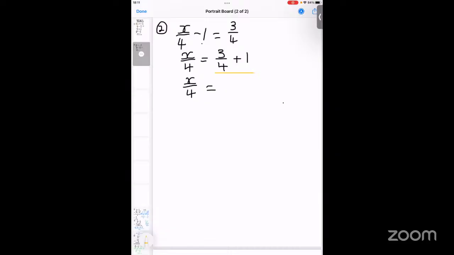Sir, I got 7/4. 7 over 4 is what you are getting there. Okay, so now you can just cross multiply that, multiplying that, multiplying that. So that means you have 4x, which is equal to, what is 7 times 4? What is 7 times 4? What is it?